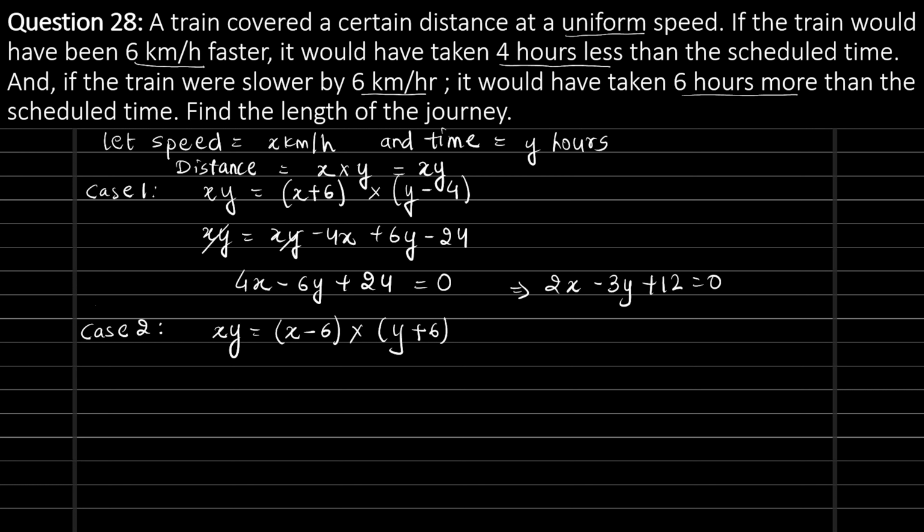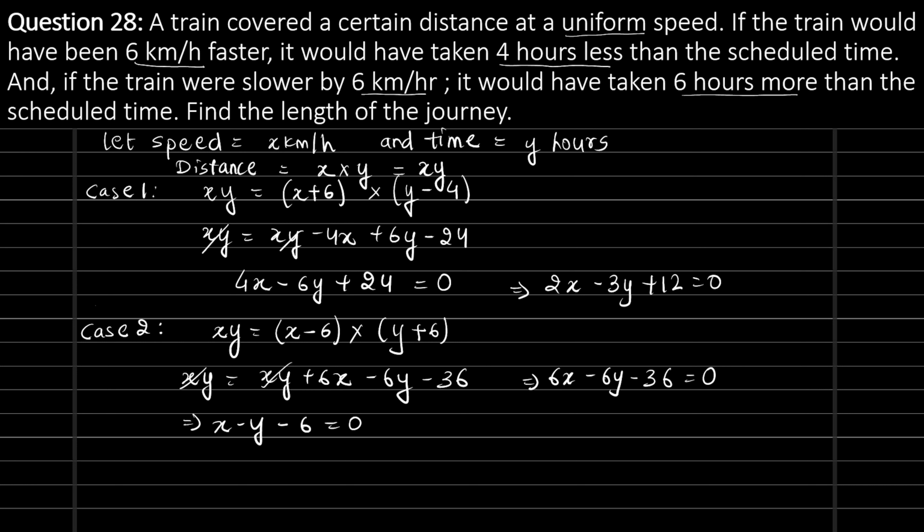Now let's simplify it further. We will get xy equals x into y, again xy, x into 6, that will be 6x, minus 6 into y, that is minus 6y, and minus 6 into 6, that will be minus 36. Now xy and xy cancel, so we are going to obtain 6x minus 6y minus 36 equal to 0. You can simplify it by dividing the entire equation by 6. That will give you x minus y minus 6 equals 0.